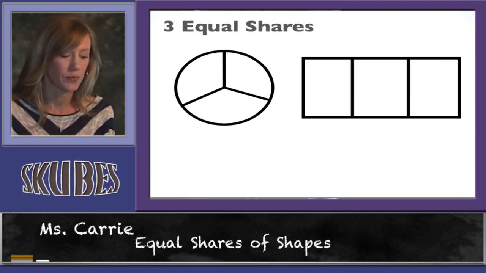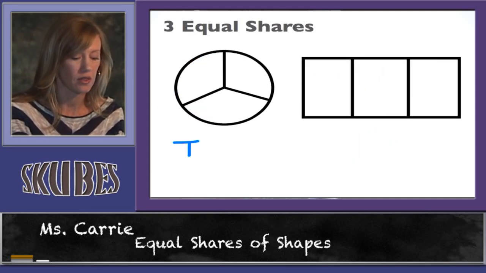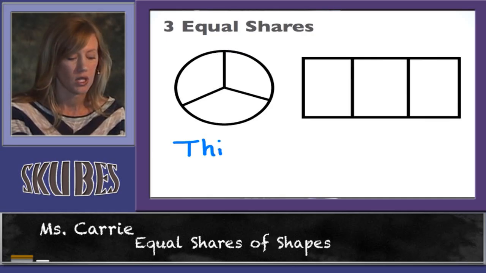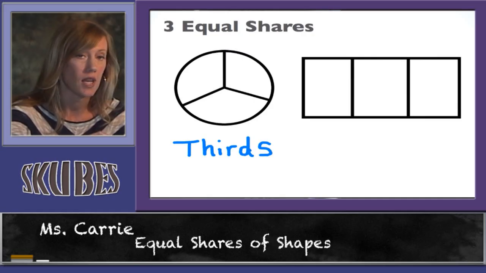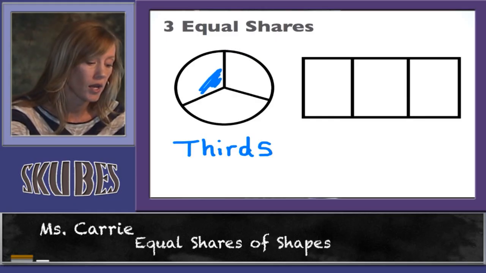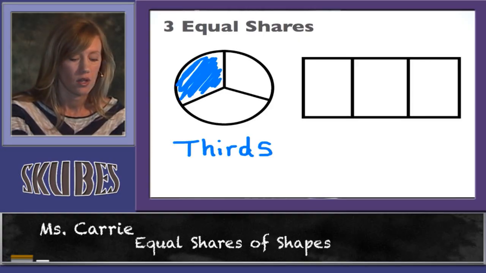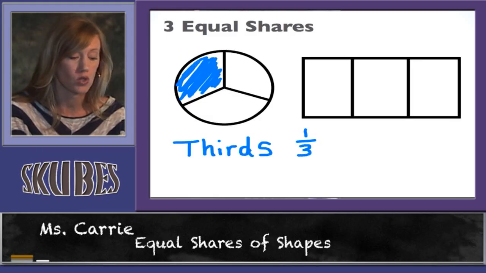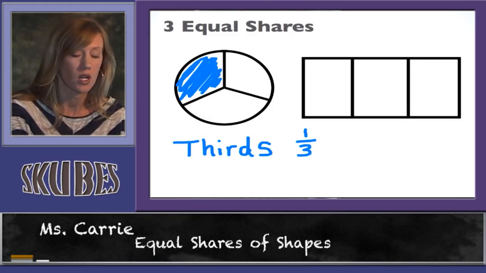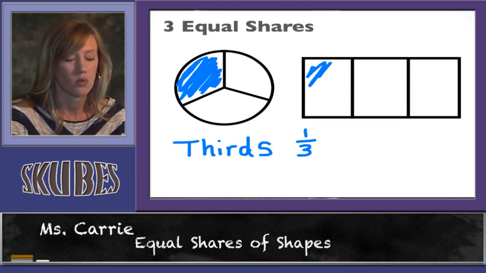Let's look at thirds. This is how we write thirds. These shapes are divided into 3 parts, and we call them thirds. If we decided to color one part of this third, we would have colored 1/3. The number on top is the number colored. Draw your line. The number on the bottom is the total amount of parts, which was 3. That's 1/3.